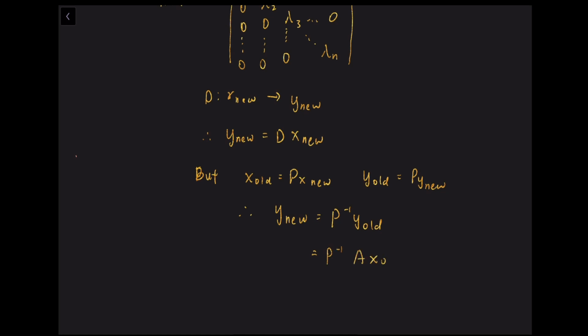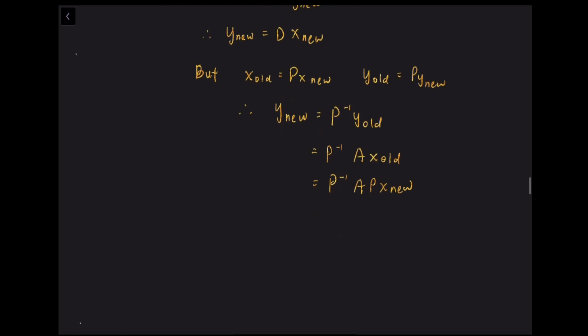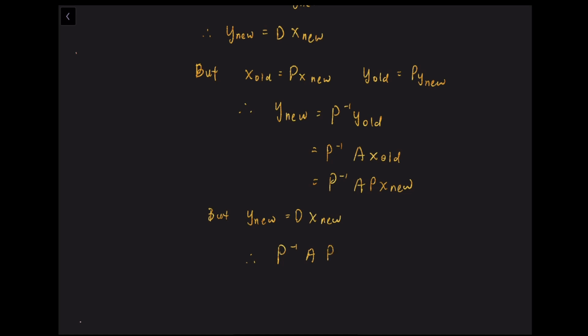And we know that yo equals A times xo, and xo equals P times x new. So y new equals the inverse of P times A times P times x new. But y new equals D times x new. Therefore, inverse of P times A times P equals D. This equation connects the matrix transformation A with respect to the O basis with the equivalent matrix transformation D with respect to the new basis.